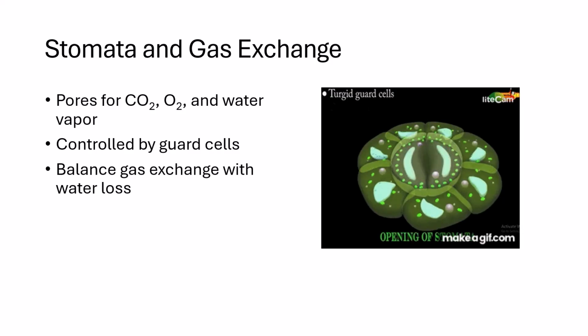As you watch the animation, notice the tiny pore opening and closing on the leaf surface. This opening is a stoma, and it allows carbon dioxide to enter for photosynthesis while oxygen and water vapor exit. The two curved cells surrounding the pore are guard cells. They contain chloroplasts and can actively change shape.